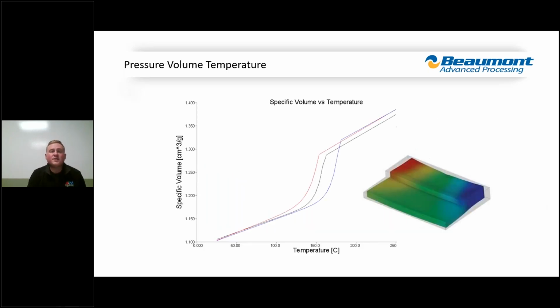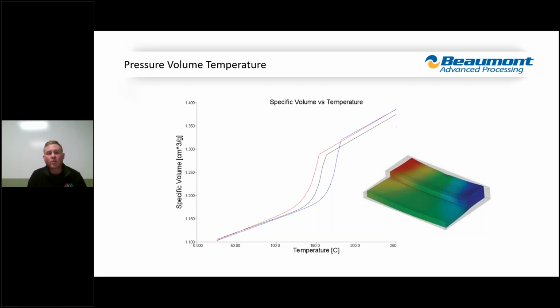Then we go into PVT, or pressure volume temperature relationship. You can see on the y-axis we have specific volume, and on the x-axis we have temperature. The individual lines you see on the graph are isobars, or the pressure for these three different materials. In this case, we're looking at zero pressure on the specific volume versus temperature graph. So what's this describing? This is describing how the material is going to volumetrically shrink as it cools.